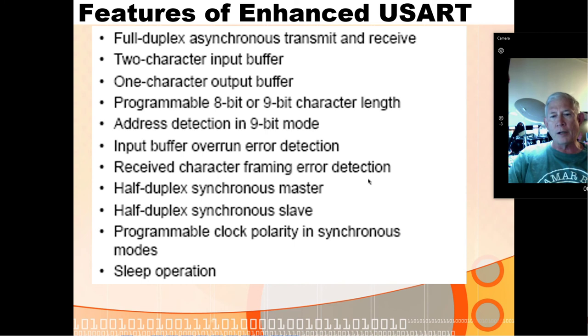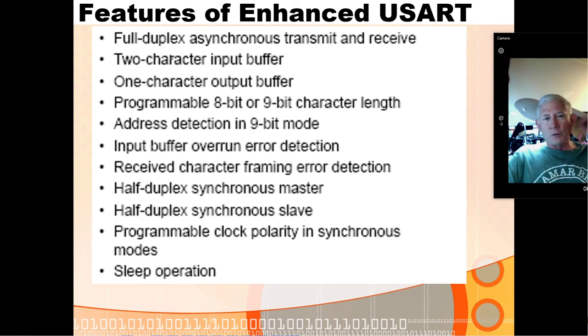Receive character framing error. Basically, it uses the start bit to synchronize, and once it gets that, then it knows where each of the bits are supposed to be. But sometimes if the baud generator is off a little bit, it won't get things lined up correctly, and it'll get framing errors. And then you can do half duplex as a master in synchronous mode, or half duplex as a slave in synchronous mode.